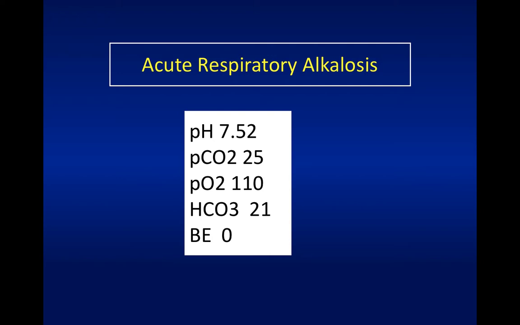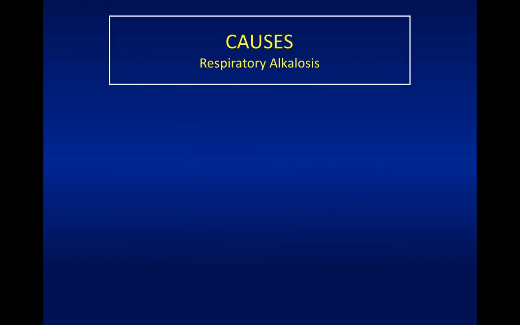So basically, this just looks like someone who's breathing fast and hard, and they've got rid of CO2. They've dropped the CO2 level in their bloodstream, made their pH alkalotic, and it's an acute event because the base excess hasn't changed, and the bicarbonate, if we use the rule, which we'll calculate in a minute, has only changed a small amount, which fits with an acute change.